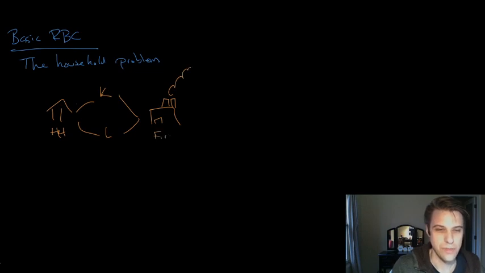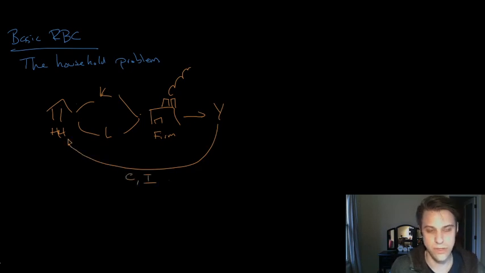The firm is going to demand these two things. They're going to use it to produce a single output, Y, which the household will then consume. They will consume it and they will invest it. So this is our whole economy. There's, again, two agents, household and firm. There's a single production good, Y, which is used both for capital and for investment. Okay, so one good has two purposes.